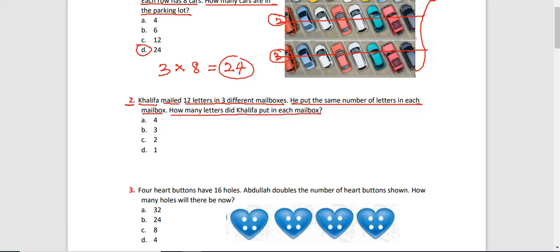Okay, so how do we do this? There are 3 different mailboxes and a total of 12 letters. So to determine the number of letters in one mailbox, you need to divide. 12 divided by 3 will give you 4. So in one mailbox, we have 4 letters. So the answer is A.